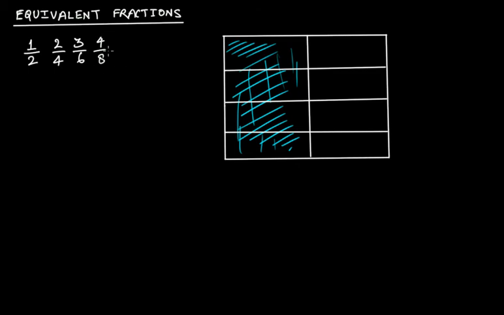Again, 4 by 8 is the same whole portion. 3 by 6 was the same whole portion. 2 by 4 was also the same whole portion. And 1 by 2 was also the same whole portion.